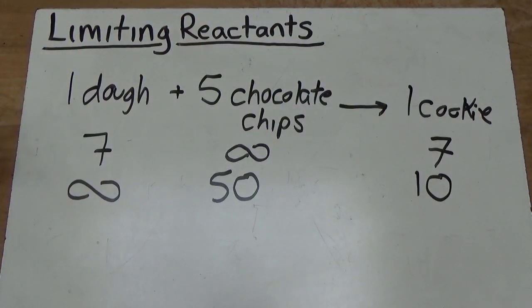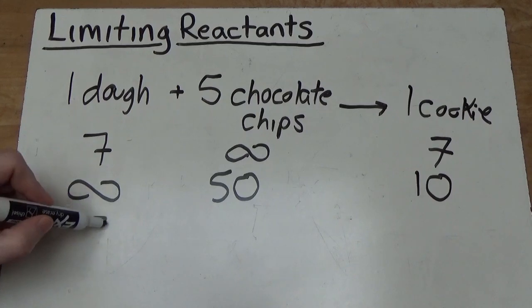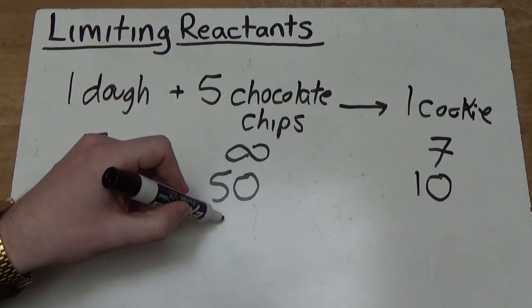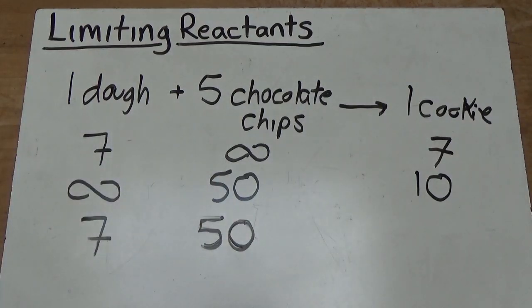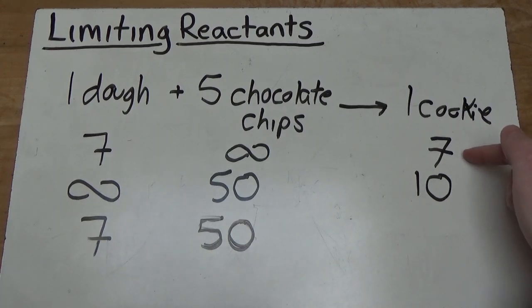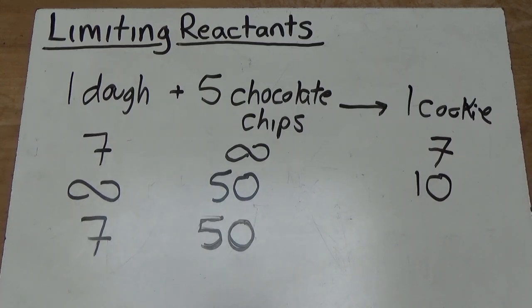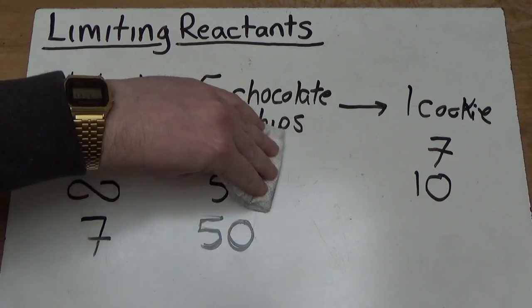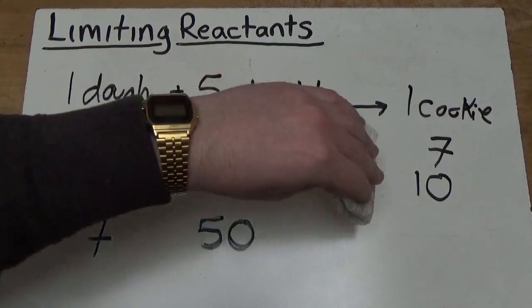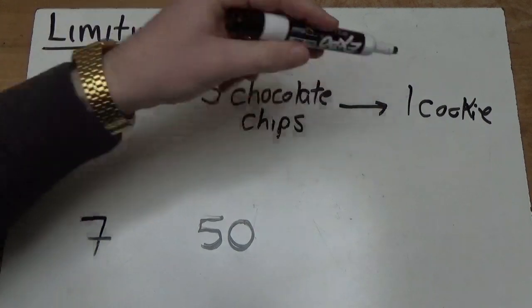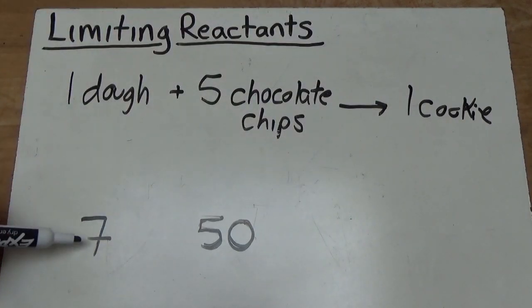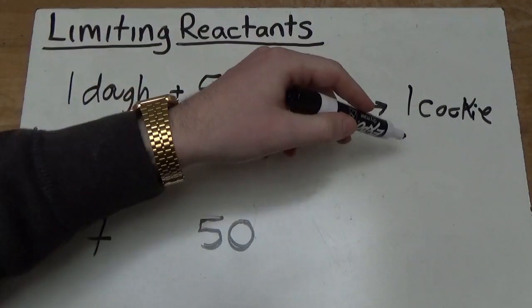But let's think about a scenario where I have 7 pieces of dough and 50 chocolate chips. Well, how many cookies can I make then? The answer is still 7, right? So let's think about this. For every 1 piece of dough, I can make 1 cookie. So I have 7 pieces of dough, and I'm going to make 7 cookies.